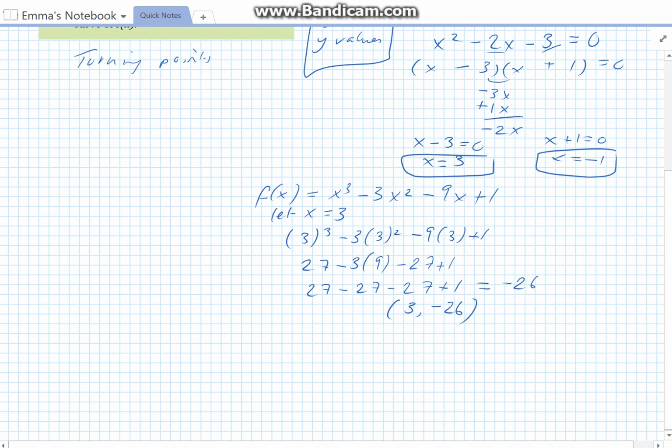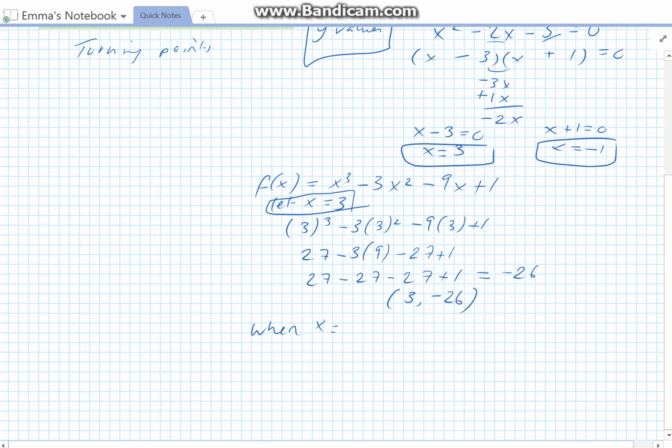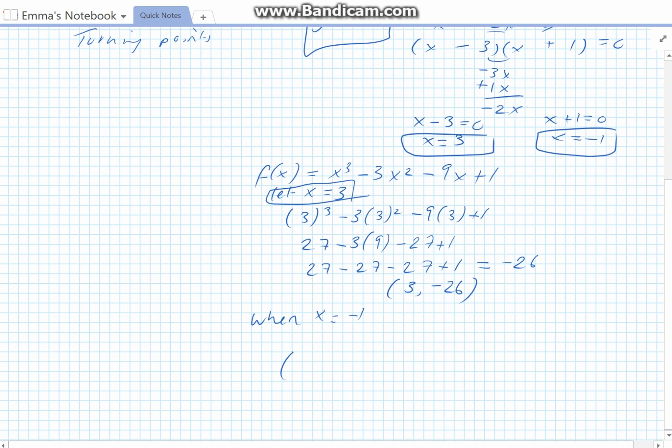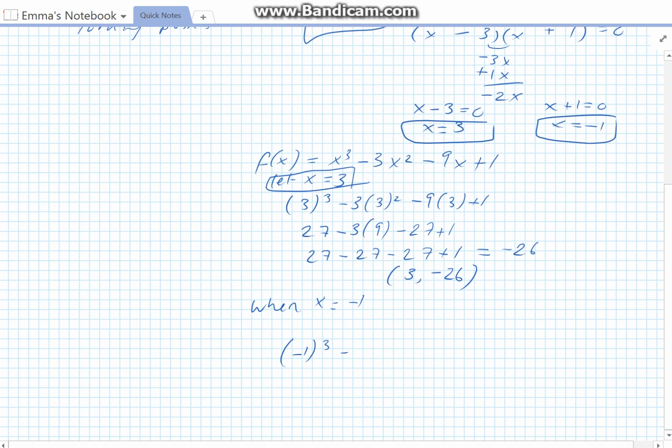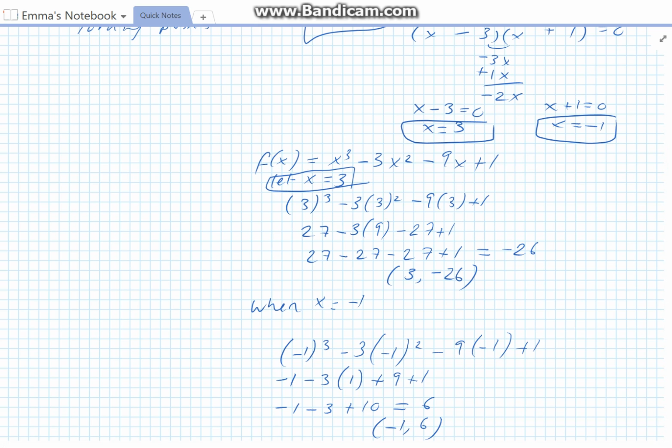Now we have to do the exact same thing, except we let x equal minus 1. So when x equals minus 1, we sub it back into our f of x equation. So minus 1 cubed minus 3 times minus 1 squared minus 9 times minus 1 plus 1. So minus 1 cubed gives minus 1, minus 3 times minus 1 squared will be minus 3, plus 9, plus 1. So that will be minus 1 minus 3 plus 10. And that will give us 6. Minus 4 plus 10, yes, 6. So our point there will be minus 1 and 6. So now we have both our turning points, our maximum and our minimum.